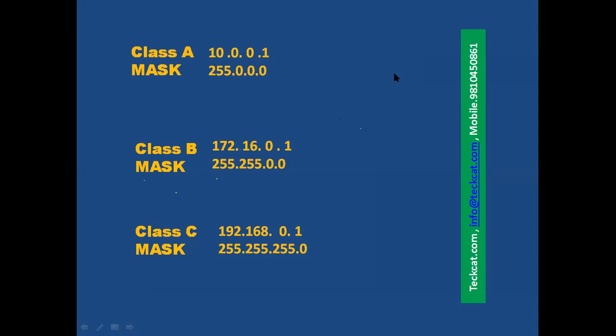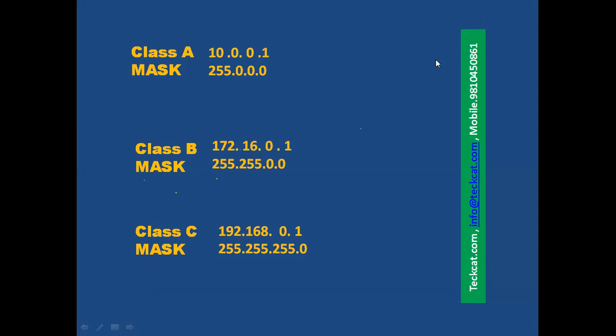Now suppose you are assigning an IP address to a computer, and you are assigning a class A IP address in any system. The mask of that IP is 255.0.0.0. And when you assign a class B IP address in any other device, the mask will be 255.255.0.0.